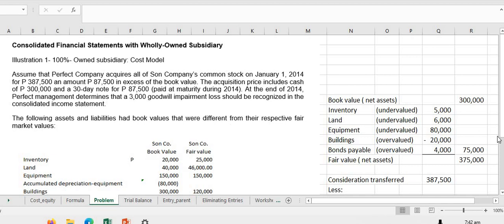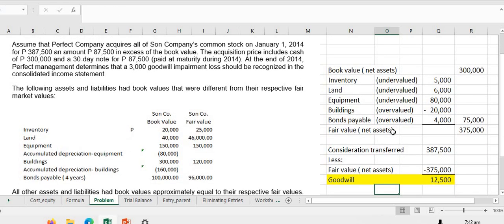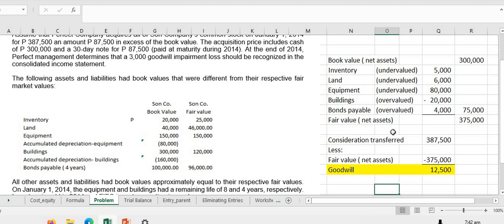So we have here some assets where the book value and fair value differ. So we have here our inventory, which is actually undervalued by 5,000. Then our land is actually undervalued by 6,000. Then our equipment, its book value is 70,000. That's actually its cost and related accumulated depreciation of 80, so 70,000 is the book value. But its fair value is 150,000, so it's actually undervalued by 80,000.